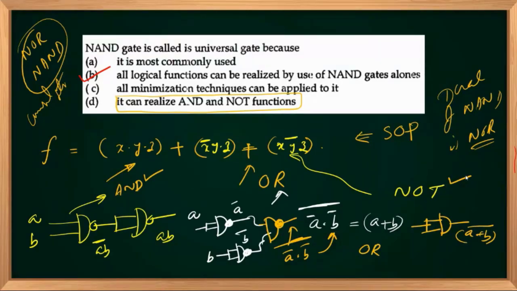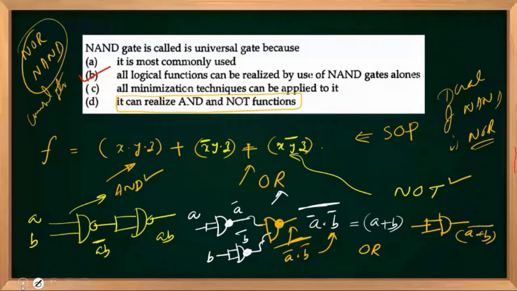Why are they universal gates? All Boolean functions can be implemented, or all Boolean gates can be implemented. XOR, XNOR, NOR, NAND, or any function, any logic gates can be implemented using only NAND or only NOR gates, or using both. Right? Is that clear? Shall I move to the next question? So the second option is the right answer.